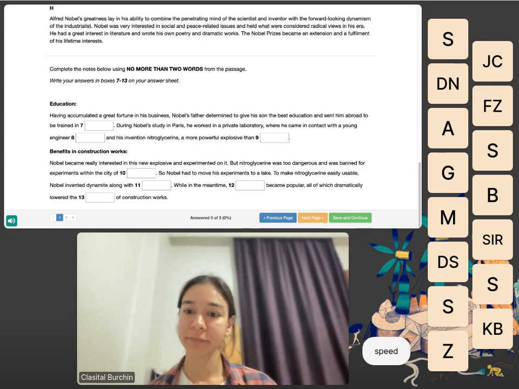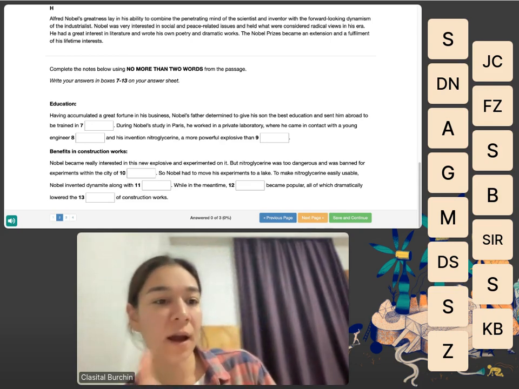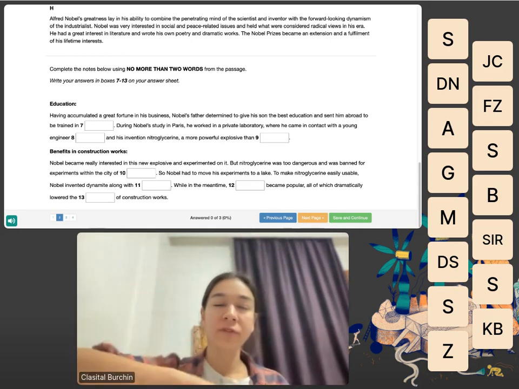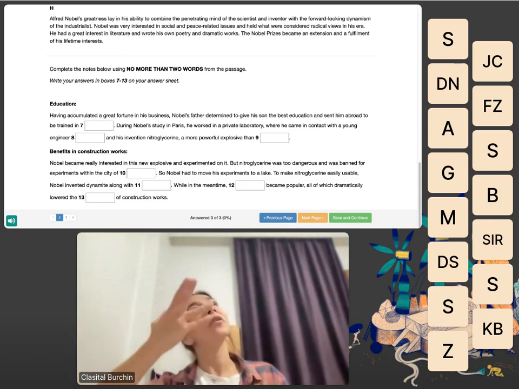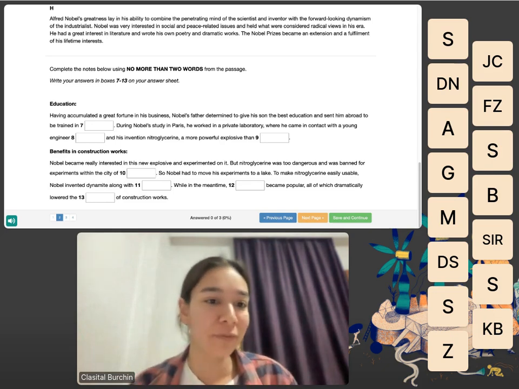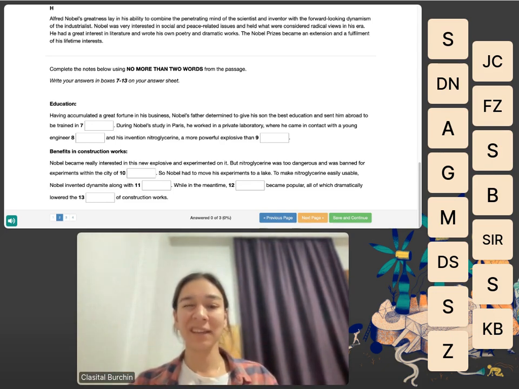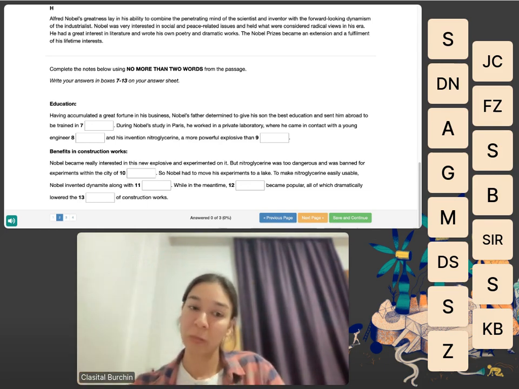Speed of the construction work. I think it says lowered something of construction works. I think it will be something positive for the sake of the construction works. Lowered the speed, that's a downside. I think it's lowered something bad.